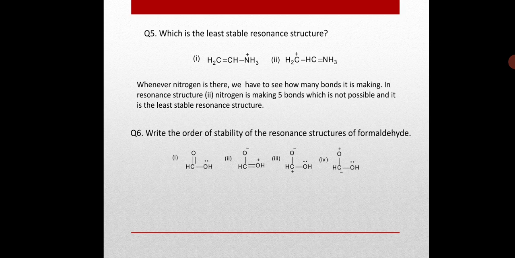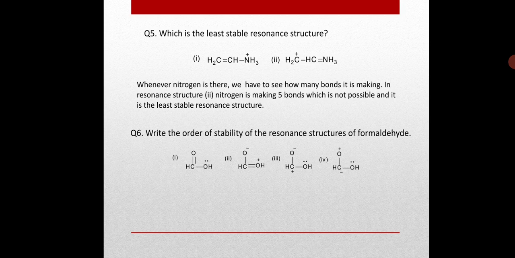So see, compare structure 3 and structure 4. In one of the structures, that is structure 4, oxygen has a positive charge. Oxygen does not like to have a positive charge because it is an electronegative atom. So obviously structure 4 is less stable compared to structure 3.